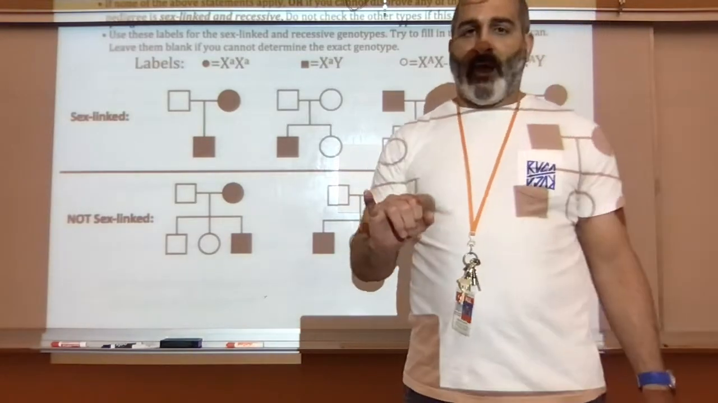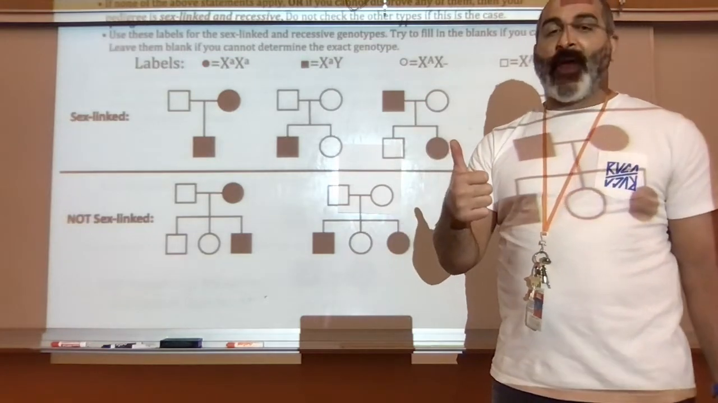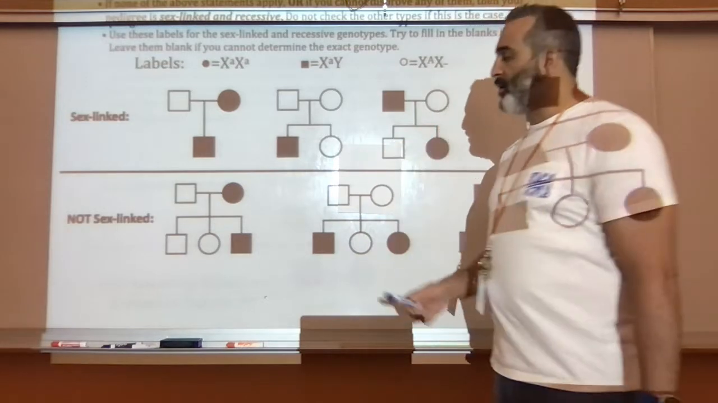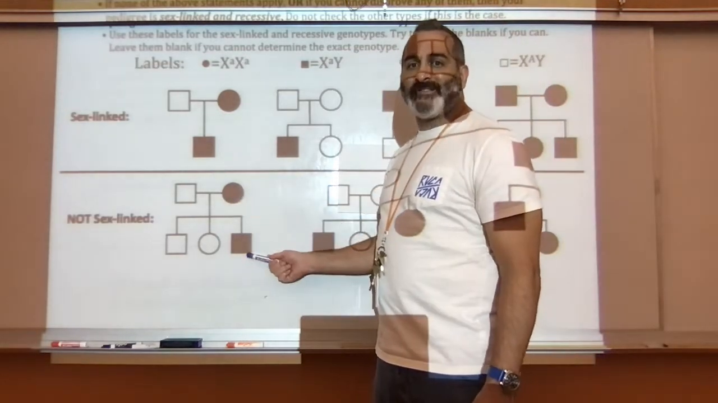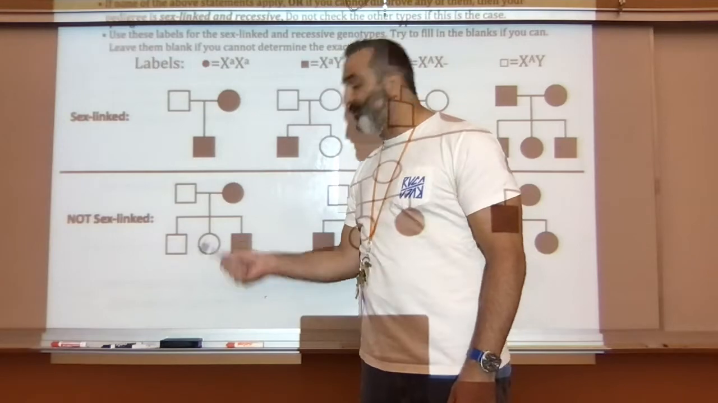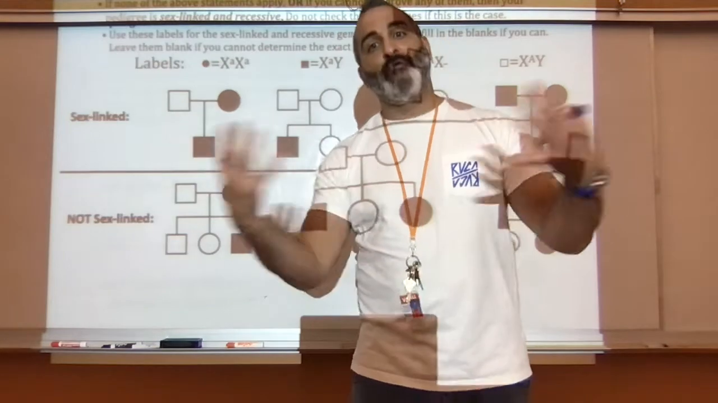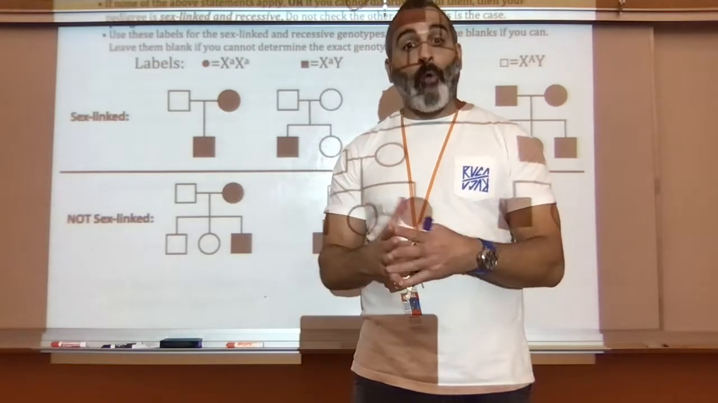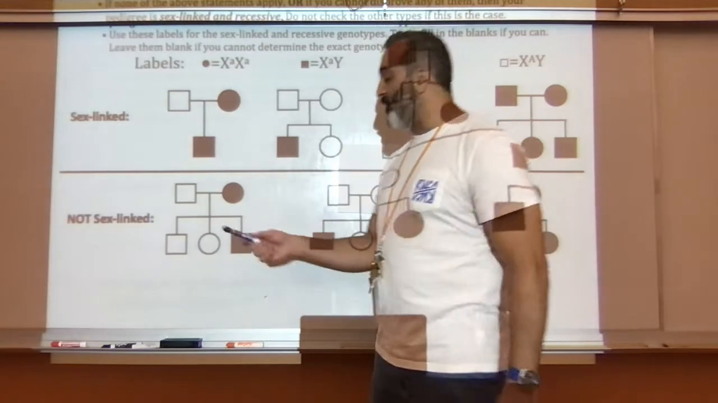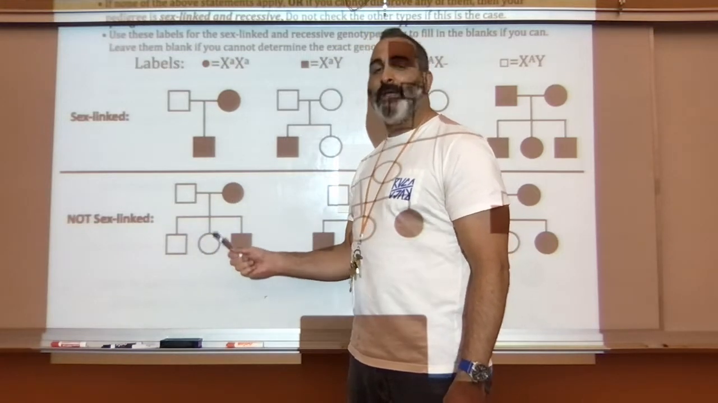Rule number one: if a mother has it, if a female has it, then her sons, all of them, must have the characteristic. Look here, female has it, one son has it, one son does not have it. This is not sex-linked. Proved it wrong. So you move to number two and try to prove number two wrong. You don't move to number two until you've proved number one, sex-linked, inaccurate. Right away, mom has it, all of her sons must have it. Well, that's not true. So we know this pedigree is not sex-linked.